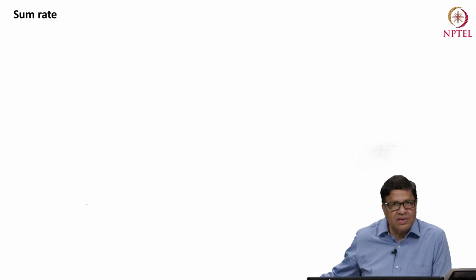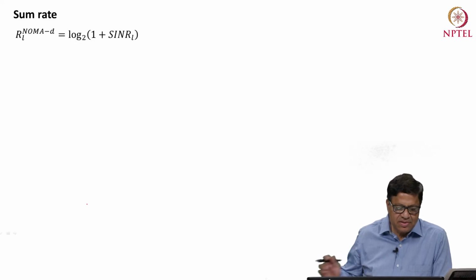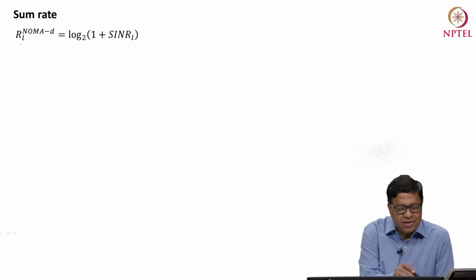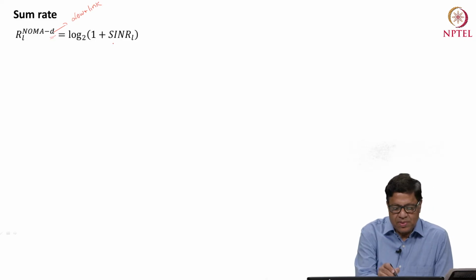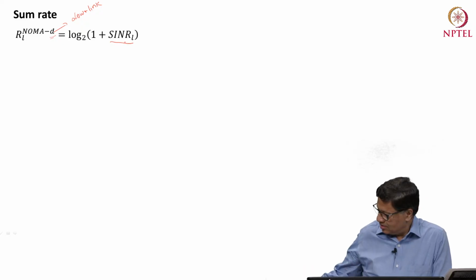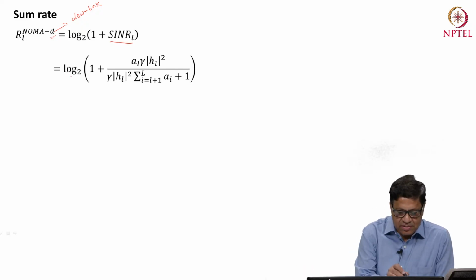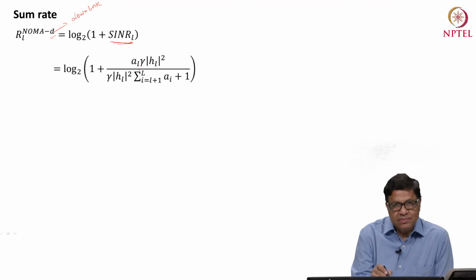Now let us try to calculate the sum rate. The sum rate of the downlink, this is for our Lth user, rate NOMA, D stands for downlink, is given by log 2 of 1 plus SINR_L. Now before I take the sum rate, this is expanded here, log 2 of 1 plus, this we have calculated from our previous discussion, A_L gamma |H_L| square divided by the interference term plus 1.